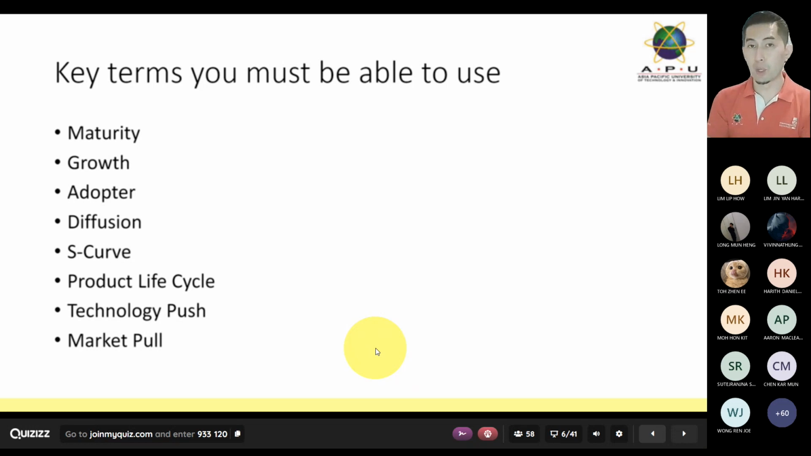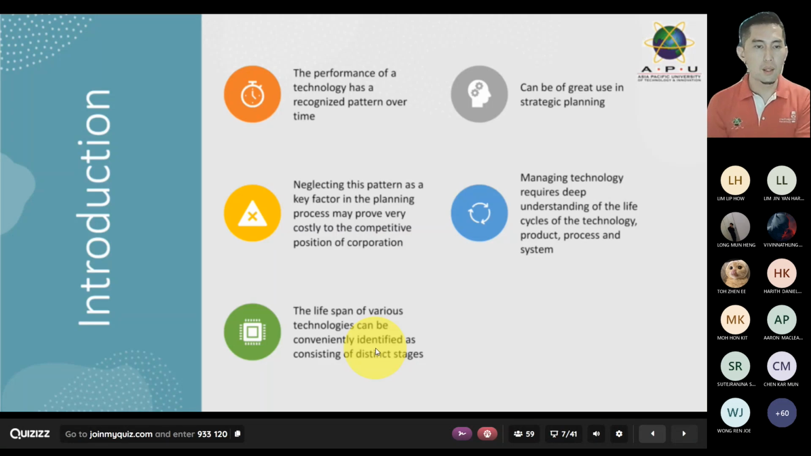There's some aspect of product life cycle that we'll speak of as well. And then there's a concept called technology push or market pull, and these two will be discussed together. Okay. So the first thing here is there are 5 points being highlighted to you here, right?